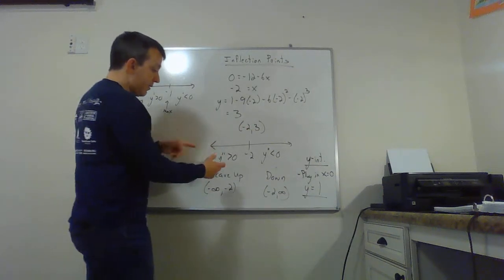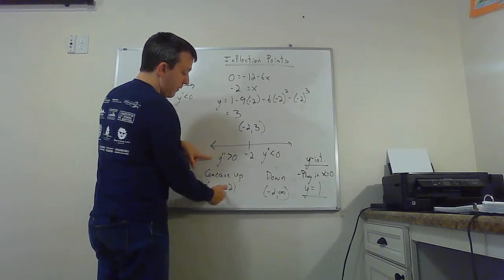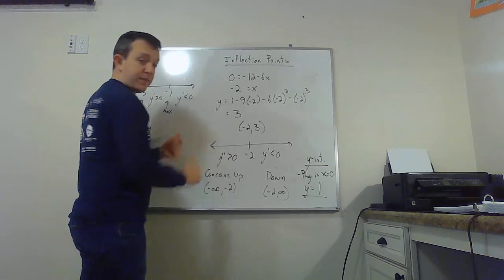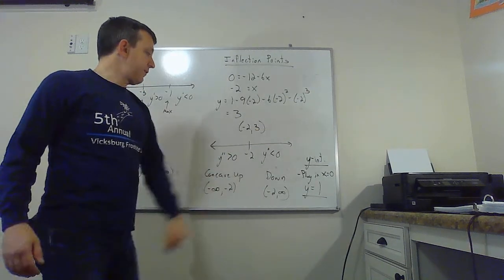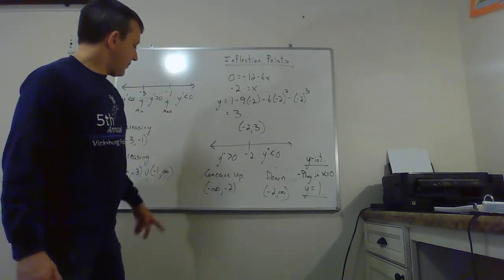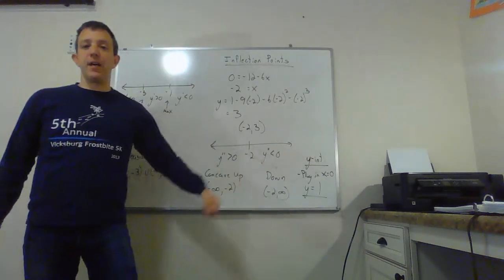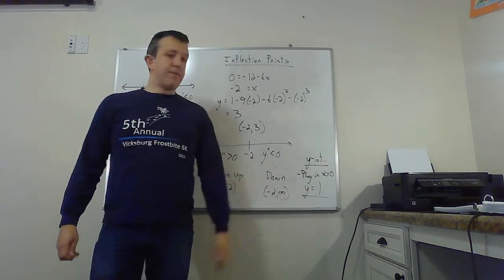And using the second derivative test, I can figure out where it's concave up and concave down. So it turns out the second derivative is positive to the left of negative 2 and negative out to the right. And so I have my concavity. It's concave up from negative infinity to negative 2 and concave down from negative 2 out to infinity.